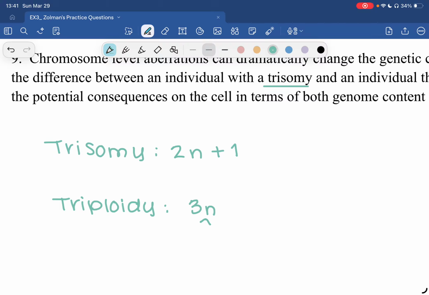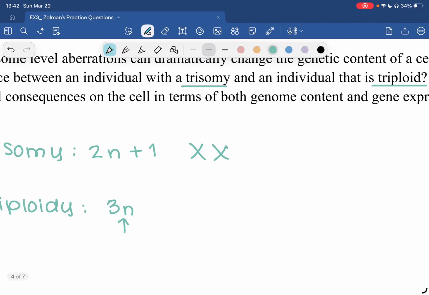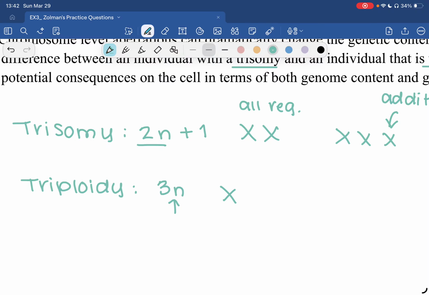So in this scenario, triploidy, instead of having 2 copies of each chromosome, and having just an extra copy, here, I'll draw it over here. So this is just 2 copies, you know, all the other chromosomes, where in trisomy, you have your 2 copies, which is represented by 2n, but you have this additional copy here. Where in triploidy, all of your cells have 3 copies.